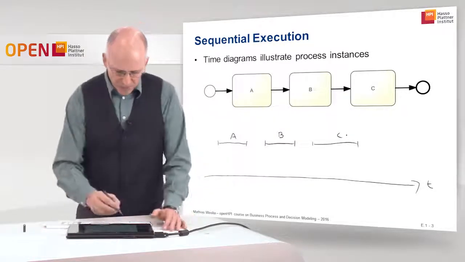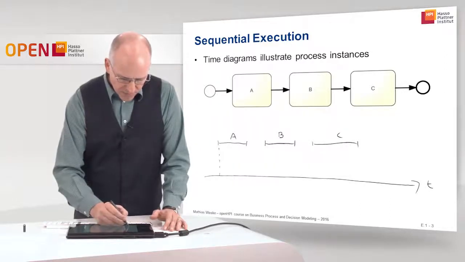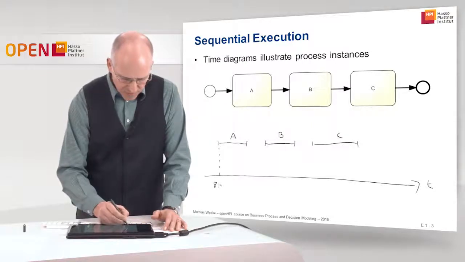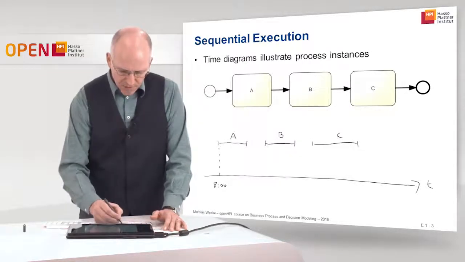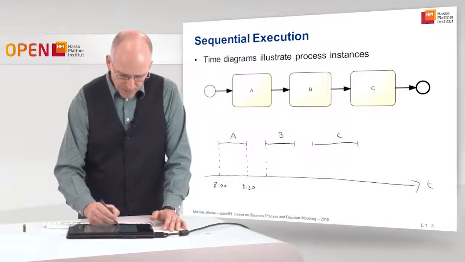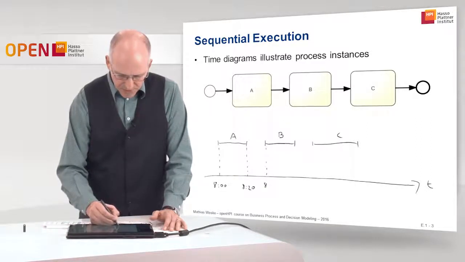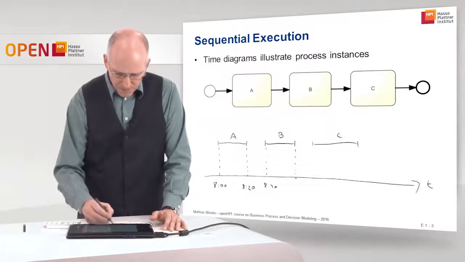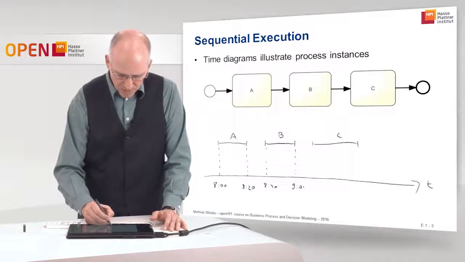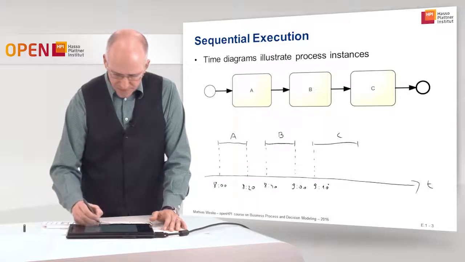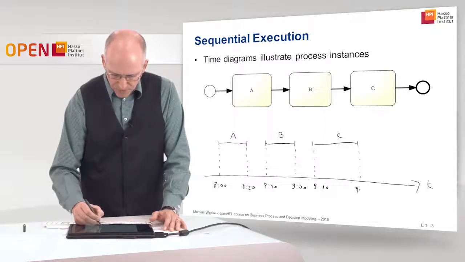And we can even say, well, the running phase of A started maybe at 8 o'clock sharp. A terminated maybe at 8:20 in the morning. So B started a bit later at 8:40. B terminated maybe at 9 o'clock. C started at 9:10. And C terminated maybe at 9:30.